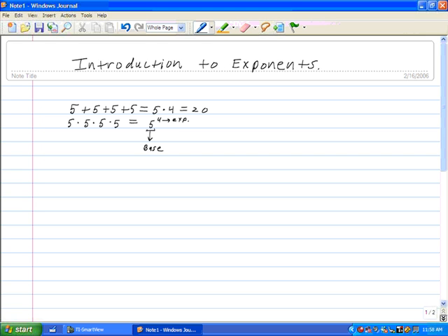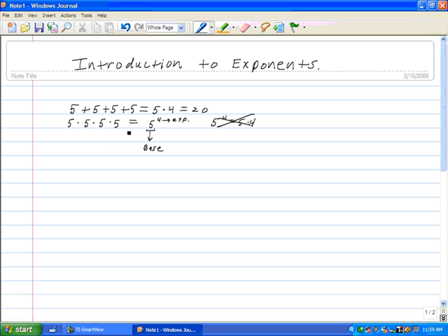Now, a common mistake to avoid is to think that 5 to the 4th power is the same thing as 5 times 4, because that's simply not the case. As we can see up here, 5 times 4 is 20, but 5 to the 4th power is not, simply because when you multiply 5 by itself that many times, it becomes much larger than 20.